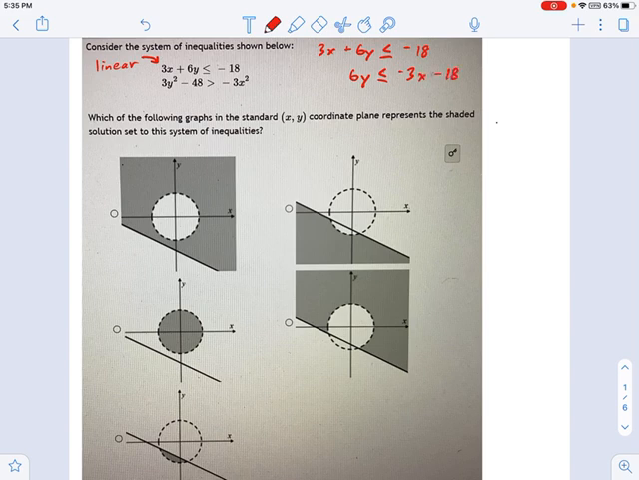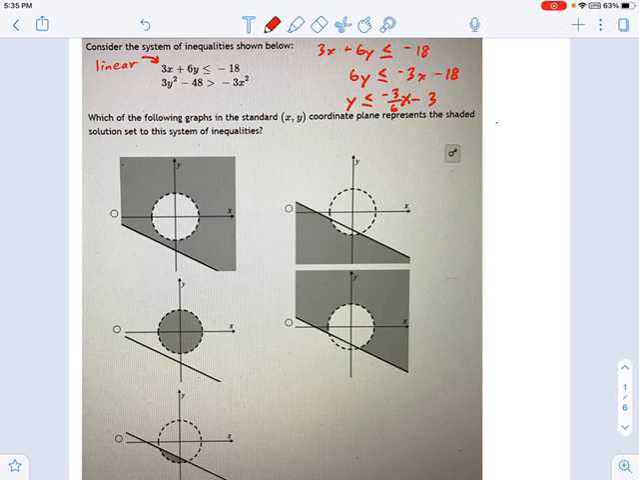I'm doing subtraction here. And then I'm going to divide each side by 6 and say y is less than or equal to negative 3 over 6 x minus 3. Oops, forgot my x. Okay, so there's my inequality for the first one. And I'm low. Oh, I have more space.